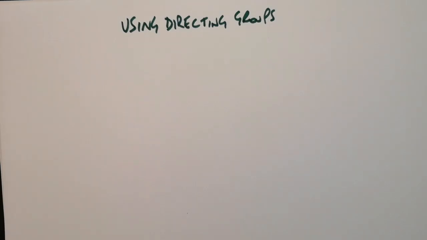Hi, this is Dr. S, and this is my final video on my series on aromatic chemistry for OCR A-Level. This is about how we use directing groups to produce a particular product, which is a really important skill in synthetic chemistry.